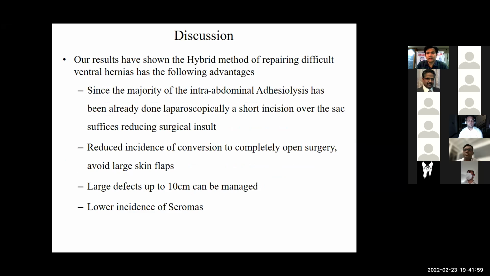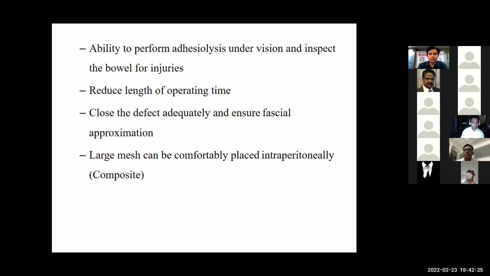Our results have shown that the hybrid method of repairing difficult ventral hernia has the following advantages. Since the majority of the intra-abdominal adhesiolysis has already been done laparoscopically, a short incision over the defect suffices, reducing the surgical insult, reducing the incidence of conversion to completely open surgery, and avoiding large skin flaps. Large defects up to 10 cm can be managed, and there is a low incidence of seroma formation.